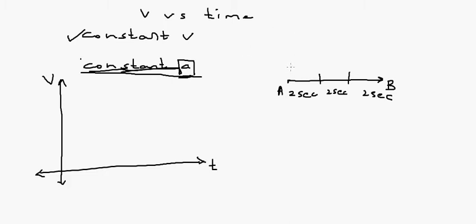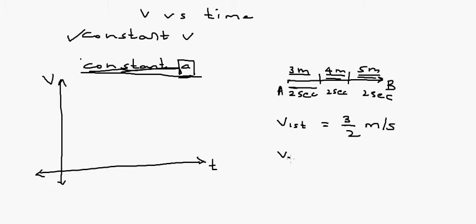Let's say for the first part I travel 3 meters, then for the second part I travel 4 meters, third part I travel 5 meters. That is, in the first 2 seconds I travel 3 meters, then in the second 2 seconds I travel 4 meters, and in the last 2 seconds I travel 5 meters. So my velocity for the first 2 seconds is going to be 3 meters divided by 2 seconds, that is 3 by 2 meters per second.